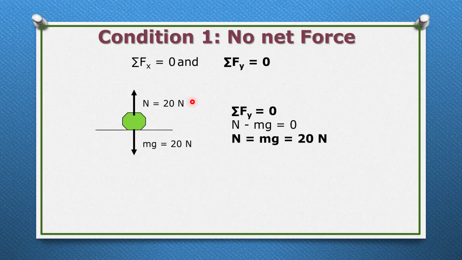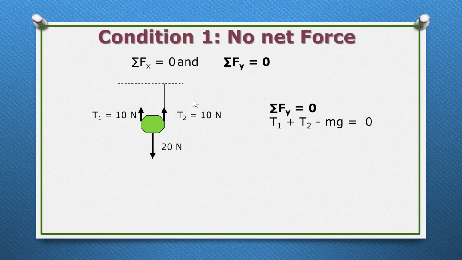And if you want to check the sum of all the forces acting along the y-axis, we are having the normal force acting upward, so we will take it positive, and we are having weight acting downward, so we will take it as negative. N minus mg is equal to 0. You can see over here, N is 20 Newton, mg is 20 Newton, so 20 Newton minus 20 Newton is equal to 0. So it is satisfying the first condition of equilibrium, that the sum of all the forces is 0 and the sum of x and y components of the forces is also 0.